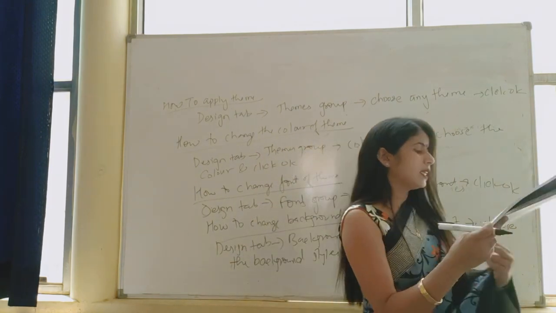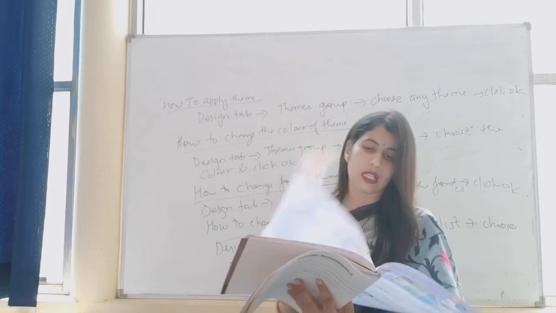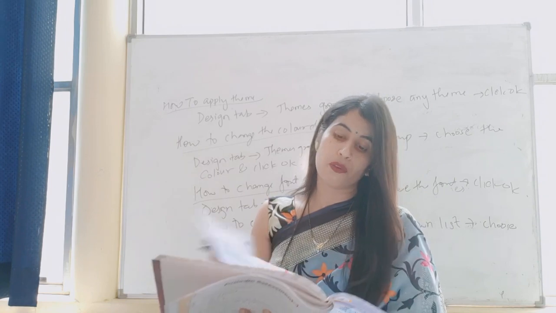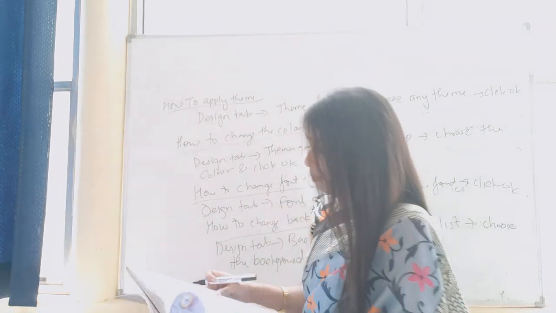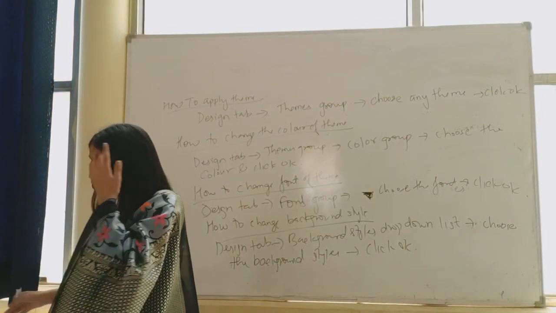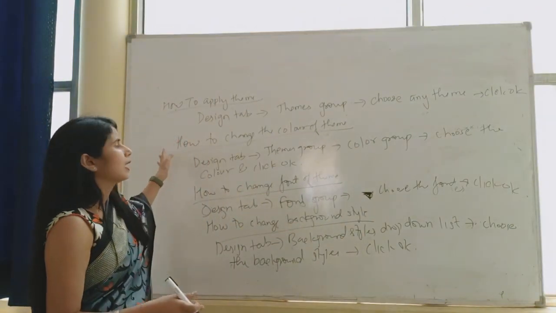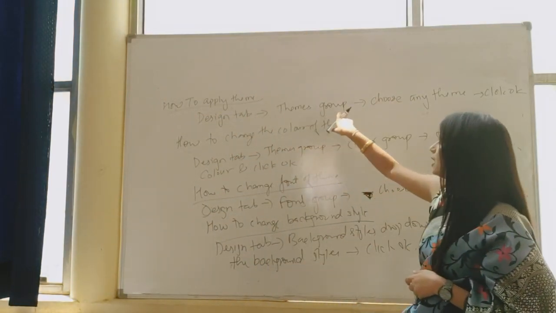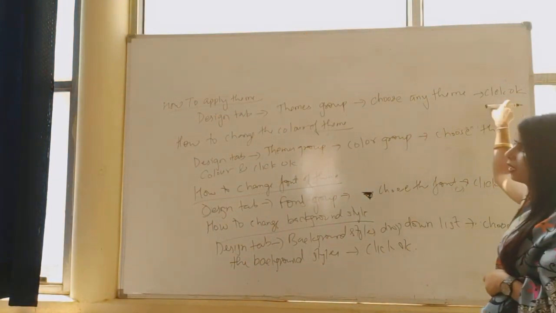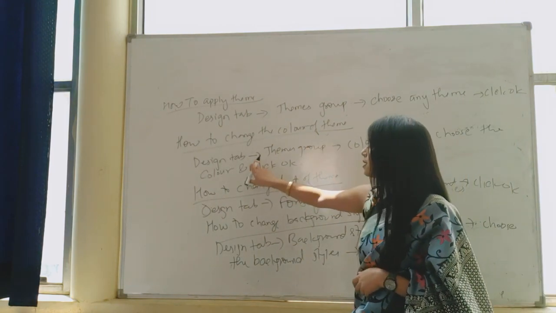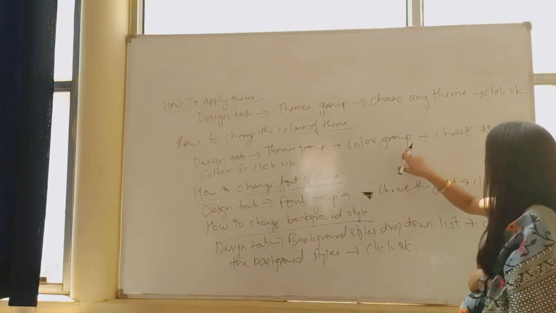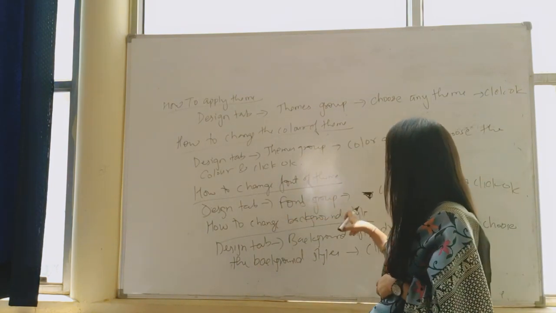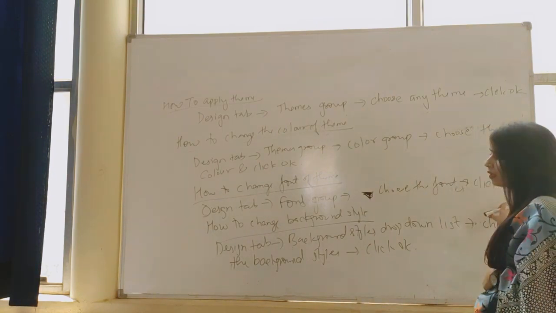Okay. So these were the topics about the theme. We can easily change the theme color, the theme font, and the theme background. So once again I am repeating all these. How to apply a theme? Same steps: design tab, themes group, choose any theme, click OK. How to change the color of the theme? Design tab, themes group, you will see a color group, choose the color, click OK. Font of the theme: design tab, fonts group, choose the font and click OK.